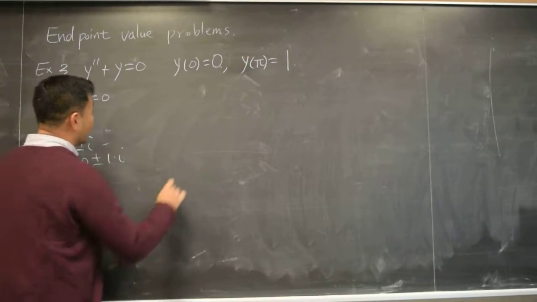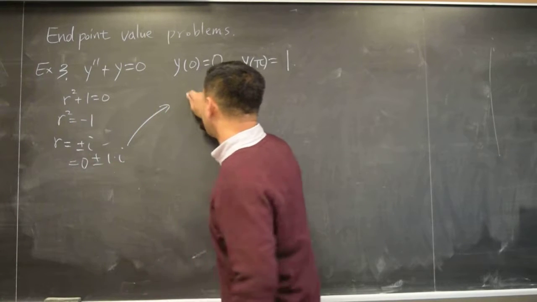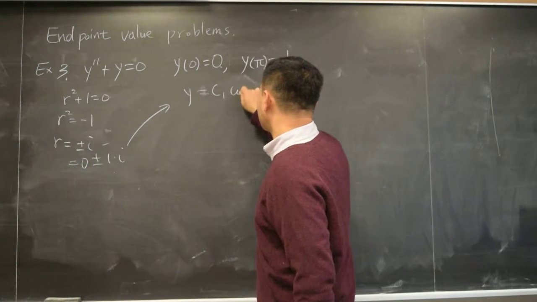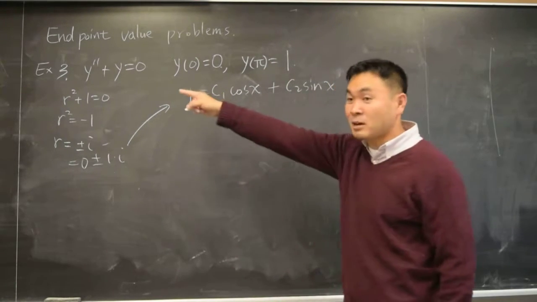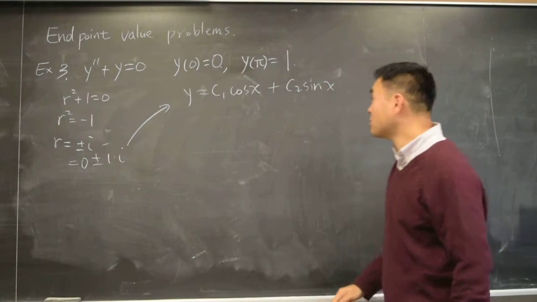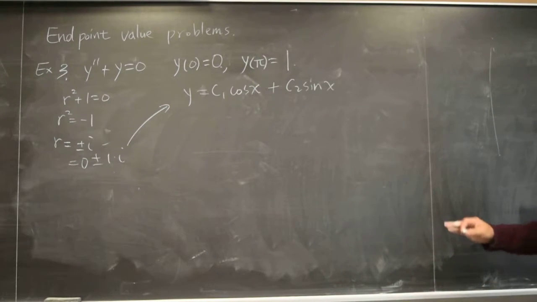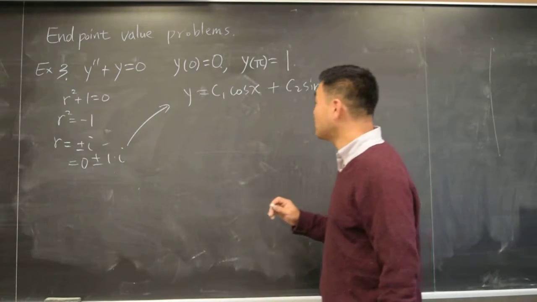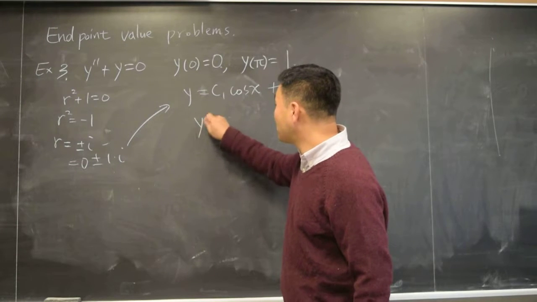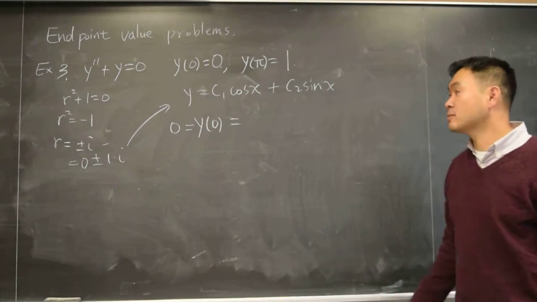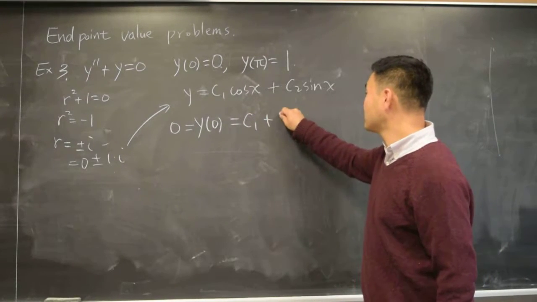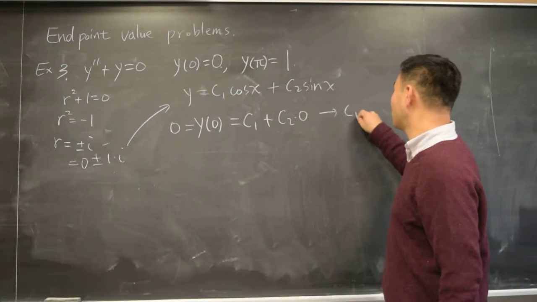So here again, the solution is that y is c1 cosine x plus c2 sine x. This is example 3. I changed the boundary conditions. Okay? So same exact question, but the boundary condition is different. Now y of 0 is 0. What does that mean? c1 times 1 plus c2 times 0 equals 0. So that means c1 is 0. Okay.